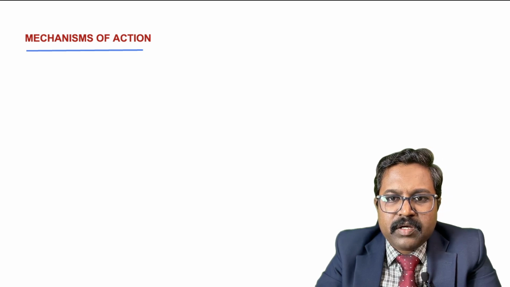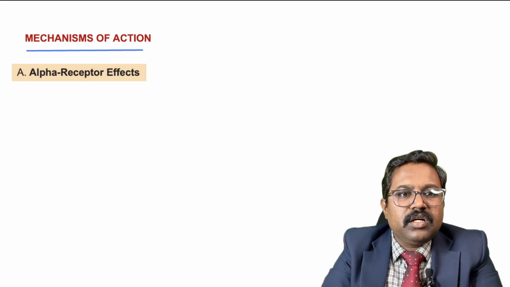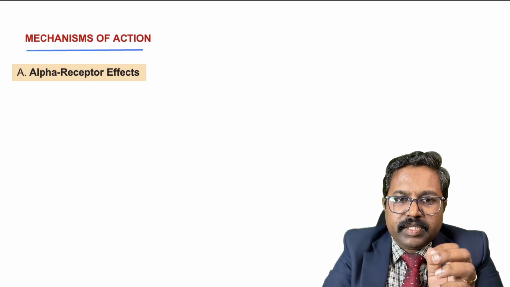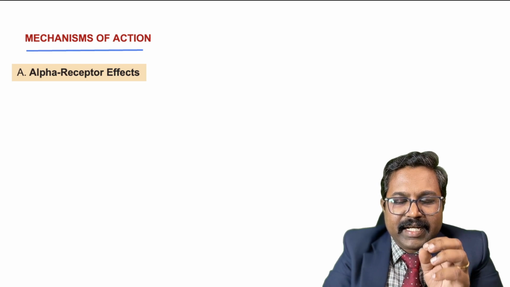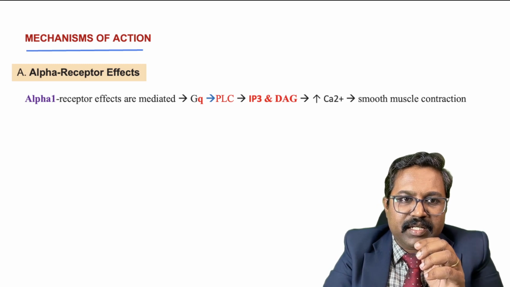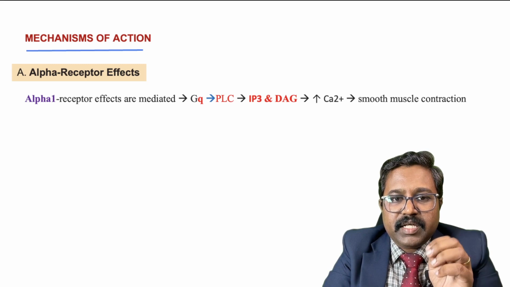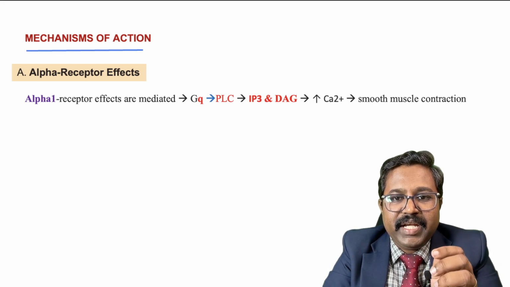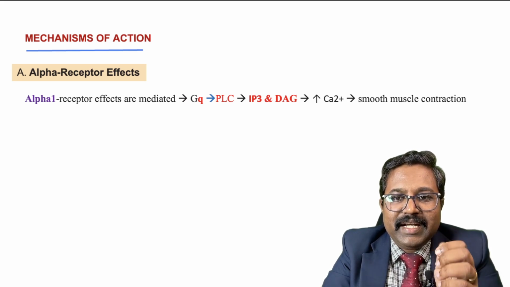Next, coming to the mechanism of action. This is a very important thing you need to remember. Let us understand the adrenergic agonist actions based on their alpha receptor activity and beta receptor activity. Alpha receptor effects are mediated through G protein coupled receptors, a particular subtype of G protein coupled receptor, that is Gq mediated alpha 1 mediated responses.